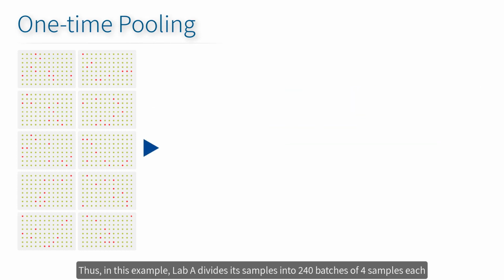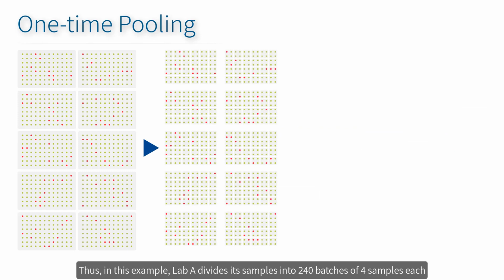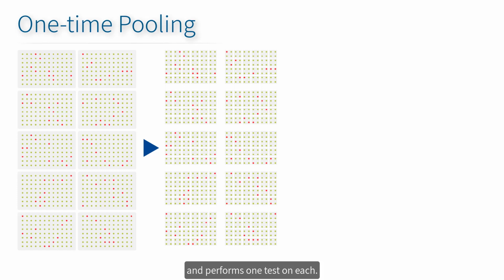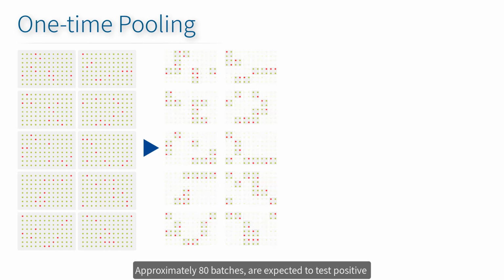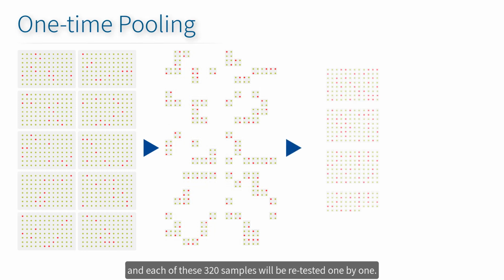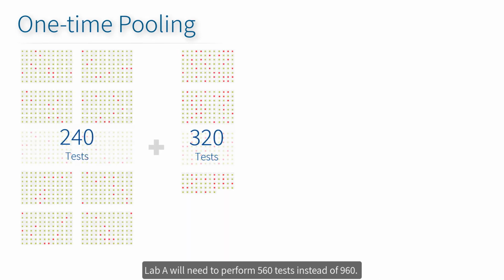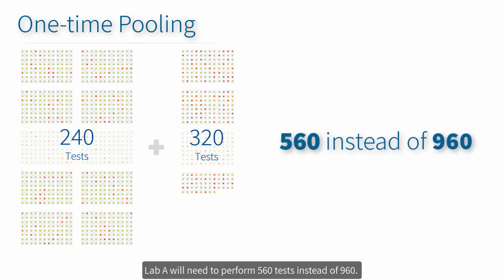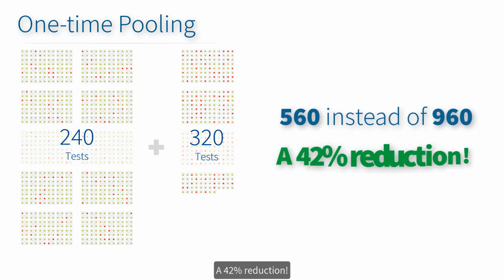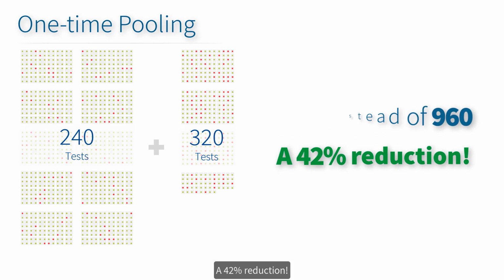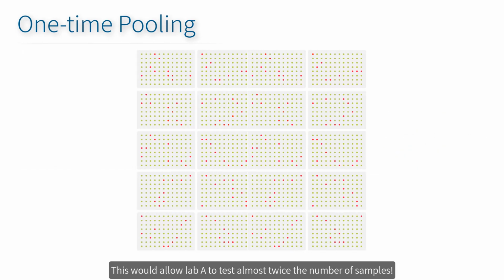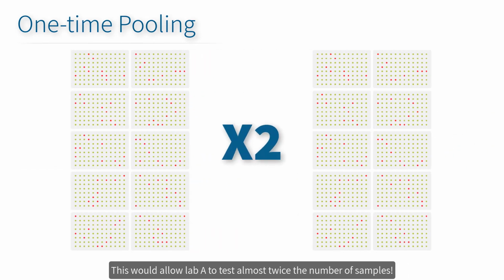Thus, in this example, Lab A divides its samples into 240 batches of 4 samples each and performs one test on each. Approximately 80 batches are expected to test positive, and each of these 320 samples will be retested one by one. Lab A will need to perform 560 tests instead of 960, a 42% reduction. This would allow Lab A to test almost twice the number of samples.